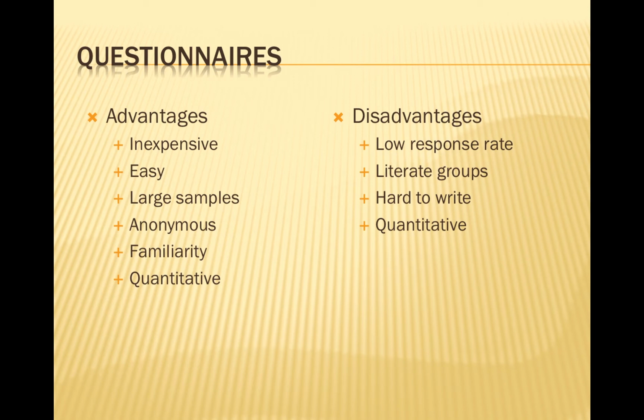You have to have people that can read. They're hard to create. Hard to write means they're hard to create. And the data is quantitative, which can be a disadvantage because we don't have a lot of information about the why with quantitative data. But for the purposes of this class, that's what we're going to do.